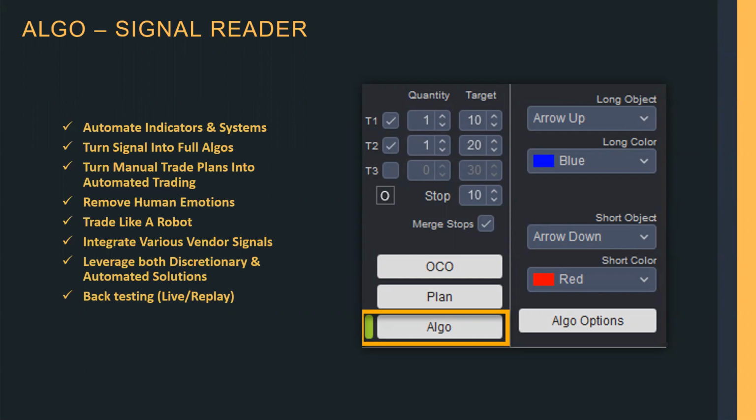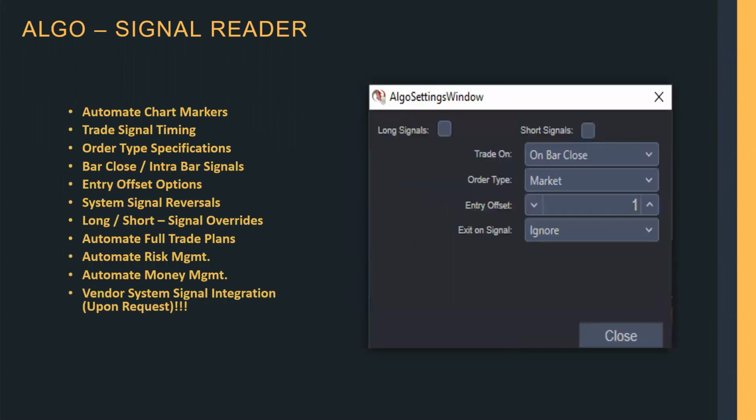You can do back testing and replay so that you can actually back test your systems using the signal readers. And we've also created the ability to set your systems up with different parameters. So you can enter on bar close, intra-bar, market on limit. You can offset your entries. You can system override. You can automate fully systematic trading plans.